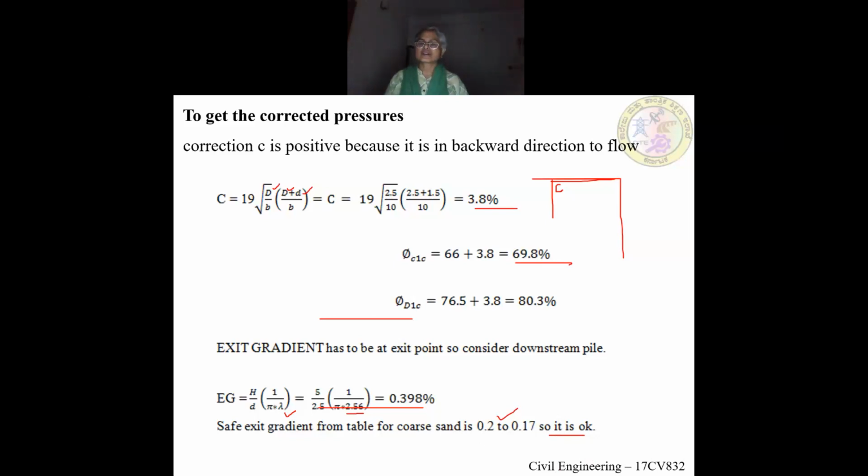So this is a simple problem on Khosla's theory. So we'll end this module 3 and in the next session we'll take up module 4. Thank you.